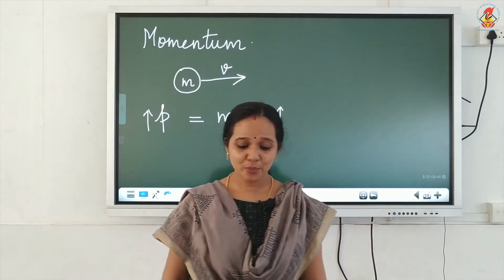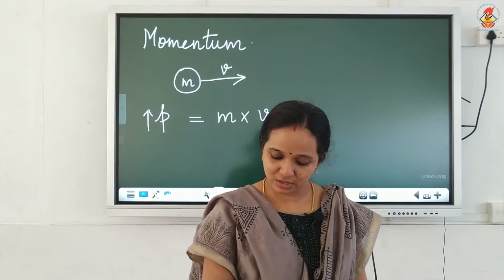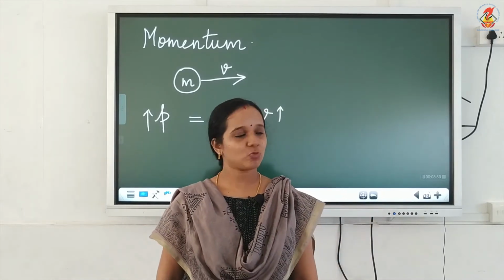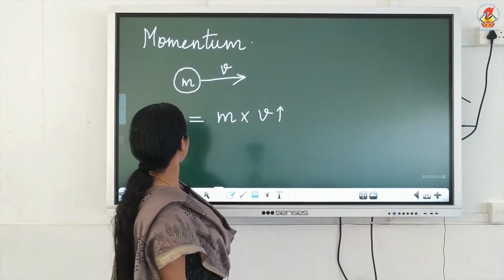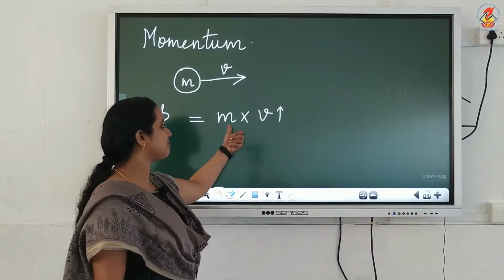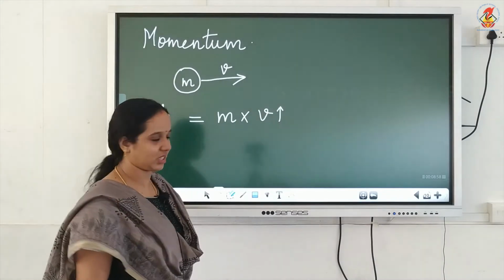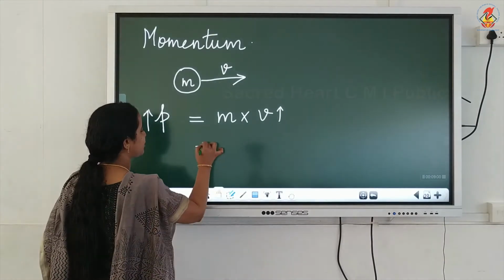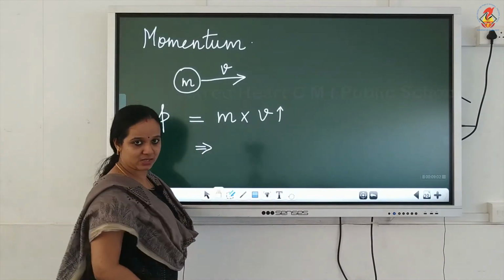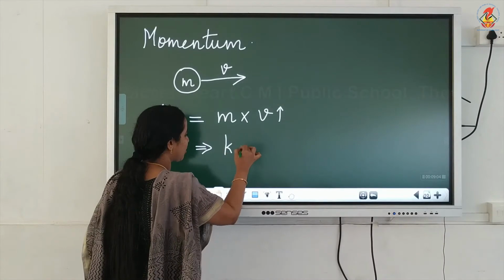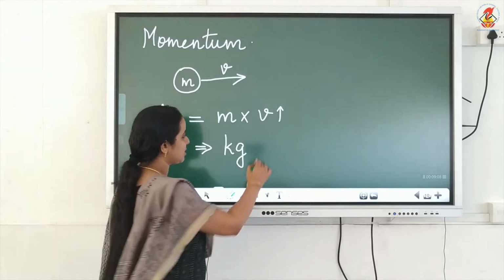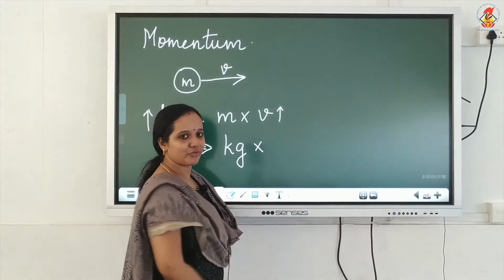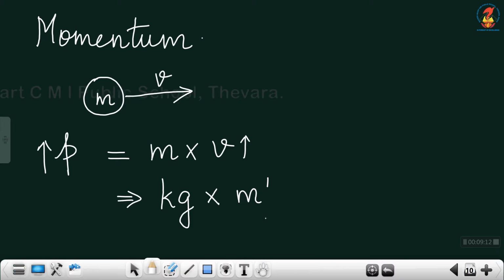These are the two different examples where momentum is applied in sports. Okay. Now let us see the unit of momentum. We know that momentum is mass into velocity. Let us substitute the units. The SI unit of mass is kilogram and the SI unit of velocity is meter per second.